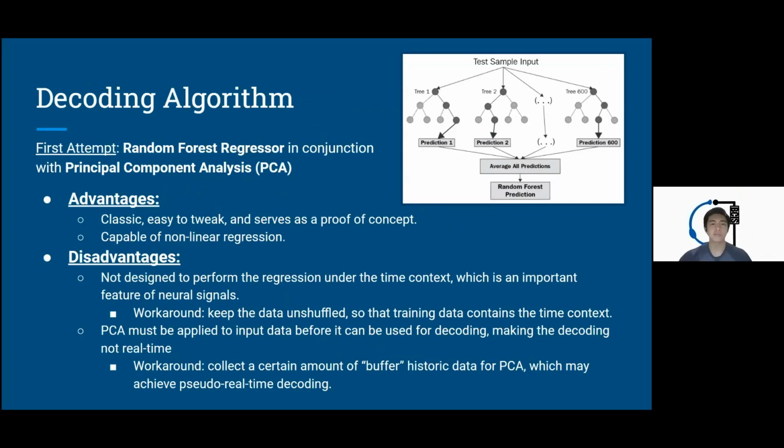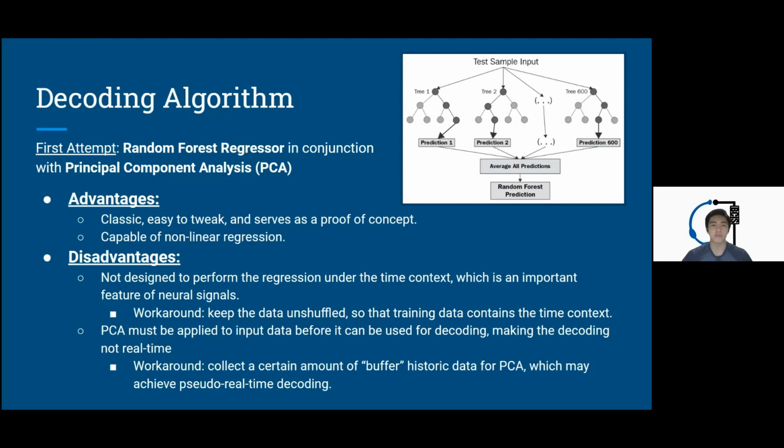Our first attempt to develop a decoding algorithm involves the random forest regressor used in conjunction with principal component analysis, or PCA. The main advantage of this approach is that this is a classic algorithm for nonlinear regression, which is easy to tweak. Nevertheless, it also has certain disadvantages. For example, the random forest regressor by design does not recognize the time context of the input data, or in other words, the historical data points, which happens to be an important feature of neural signals, including EMG signals.